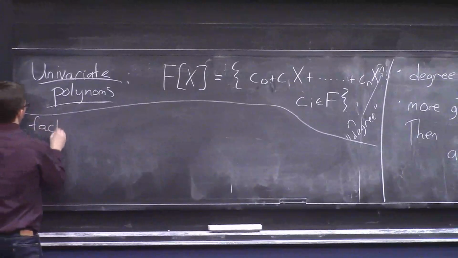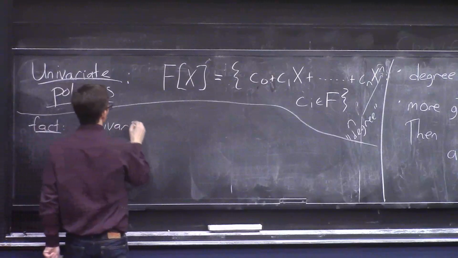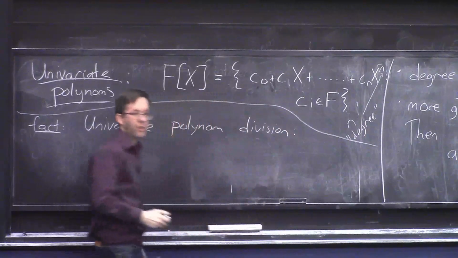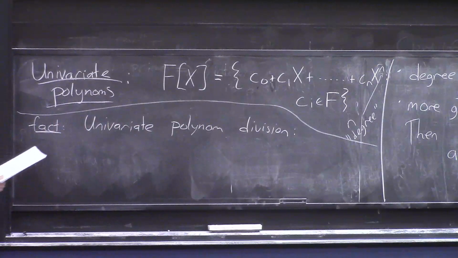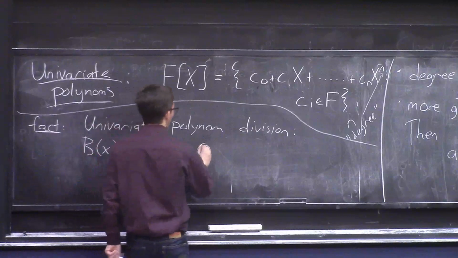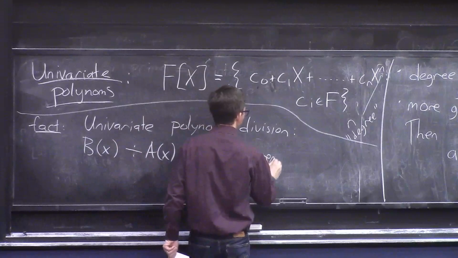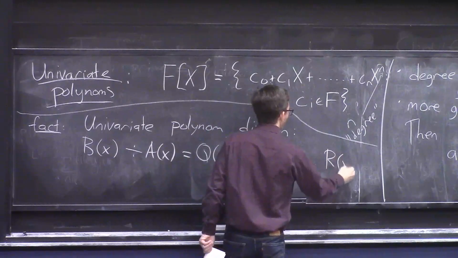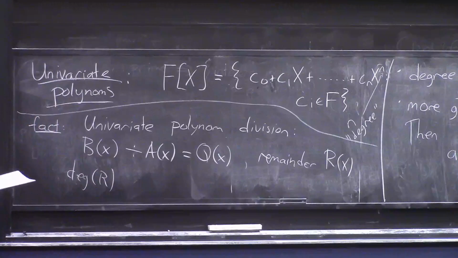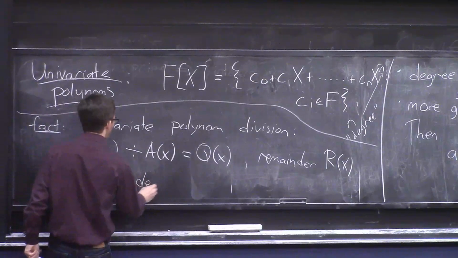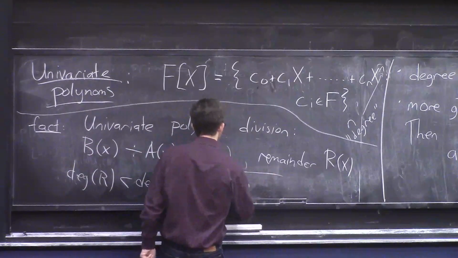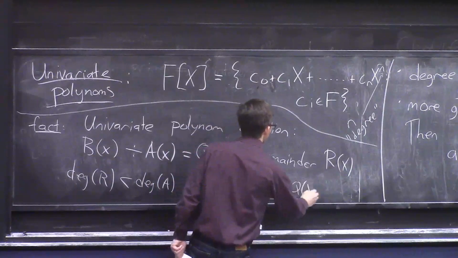First of all, a fact is that there is some notion of division for univariate polynomials. But it's just like the notion of division for integers, where you have a quotient and a remainder. Okay, so if you have a polynomial b(x), you can divide it by a(x). And you'll get some other polynomial q(x), which is the quotient, and a remainder, r(x). And the property of the remainder is that it's, quote unquote, smaller than the thing you're dividing by. So the degree of r is less than the degree of a, always. Okay, and what this means is, well, that b(x) is a(x) times q(x) plus r(x).